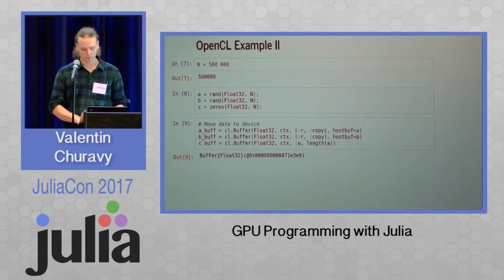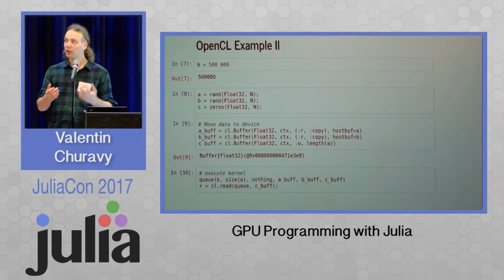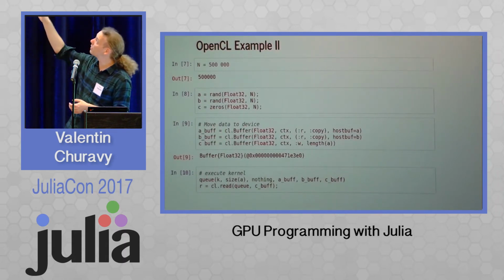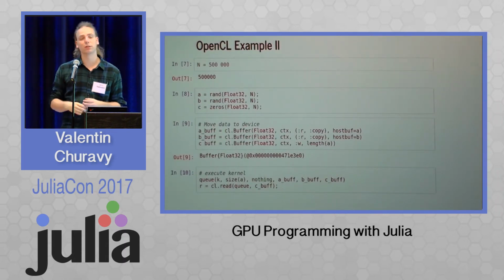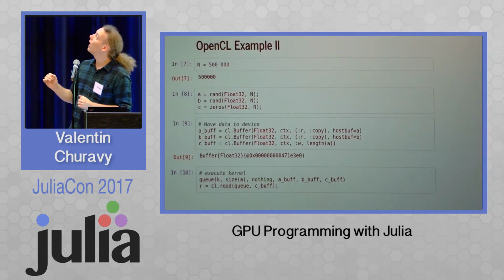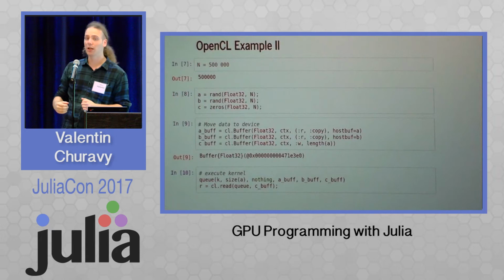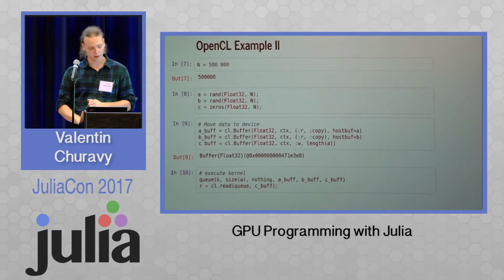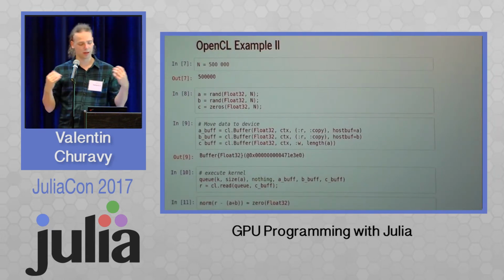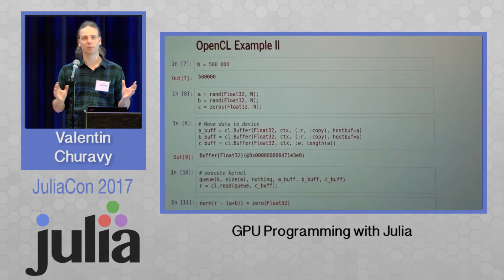the GPU level. And then you just queue up the kernel with the work size of A, and you pass along the arguments to that kernel, and then you read back the result. And in the ideal case, the results between the two operations should be the same.